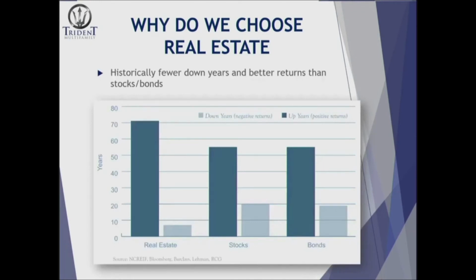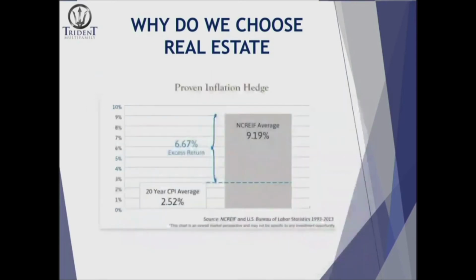Historically, real estate has fewer down years than stocks and bonds. So we've got a lot more years of positive growth than stocks and bonds. And we're a proven hedge against inflation. This is, I forget the years we're running here, 1993 to 2013. 2.5 was inflation. We're at just over 9. So we've got a good buffer of how real estate has performed above inflation. So again, the hedge against inflation.